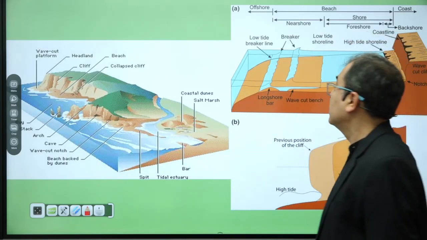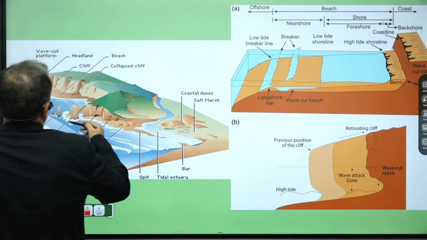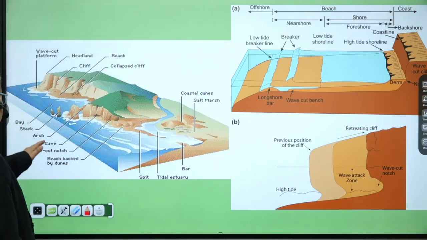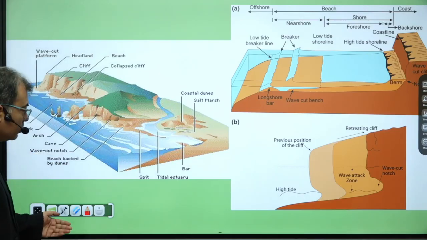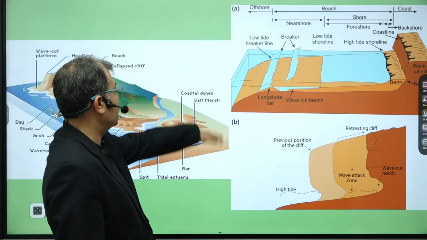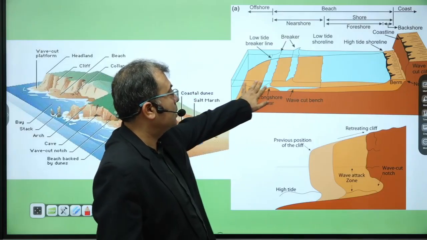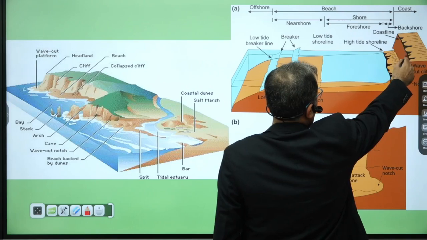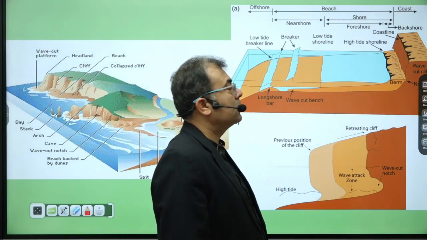What are these? Wave cut platform, a headland, a cliff, a beach, a collapsed cliff, a bay, a stack, an arch, a cave, a wave cut notch, beach backed by dunes. Spit is there, tidal estuary is there, bar is there, coastal dunes are there, salt marshes are there. These are the waves which are coming. And at the edge of it, the vertical wall is called a cliff.